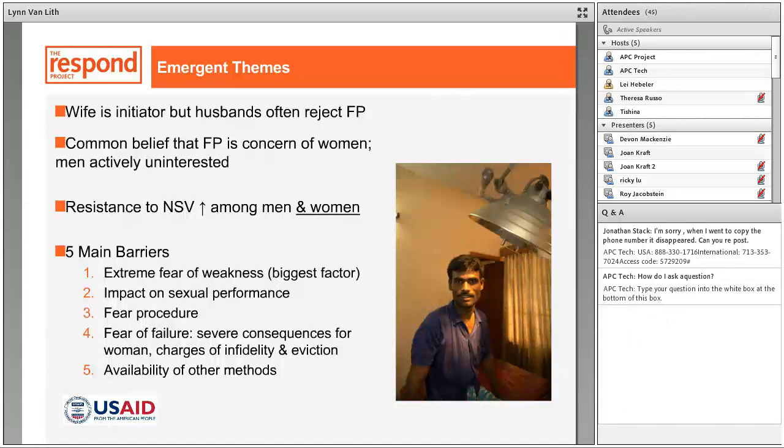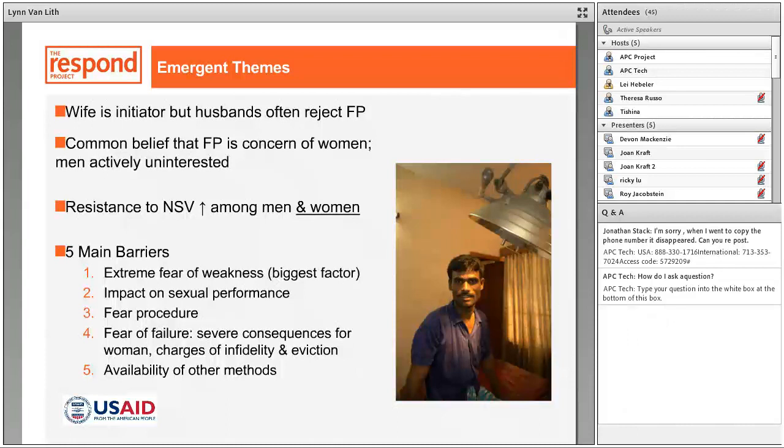So the 5 main barriers that came out related to vasectomy uptake included an extreme fear of weakness, which was the largest factor, a fear that vasectomy may impact on sexual performance, and again, Roy mentioned this in his presentation as well, and it very much came out in the research in India. There was a fear of the procedure and fear of failure of the procedure, and this really was that if for some reason, within that 3-month period, a woman became pregnant, if men didn't fully understand that vasectomy was not immediate, it could actually have quite severe consequences for women if there were charges of infidelity and they were kicked out of their home. So really making sure that those messages are clear is essential.